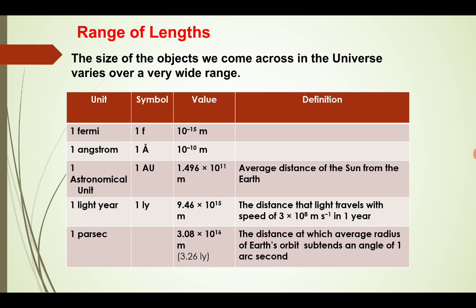Parsec, this is the bigger unit even, and its value is 3.08 into 10 raised to power 16 meter, and this is nearly equals to 3.26 light years. And this is the distance at which average radius of earth orbit subtends an angle of 1 arc second. So we are having a long range of the distances, and we are having so many other methods in order to find out these distances.